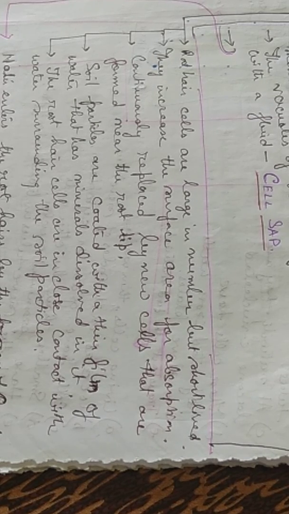Now the soil particles are coated with a thin film of water that has minerals dissolved in it. The root hair cells are in close contact with that water surrounding the soil particles, and inside the root hair cells the water concentration is less. So the water moves from the soil particles, where the water concentration is more, to the place where it is less, inside the root hair cells, through the cell membrane of the root hair cells. So osmosis is taking place.